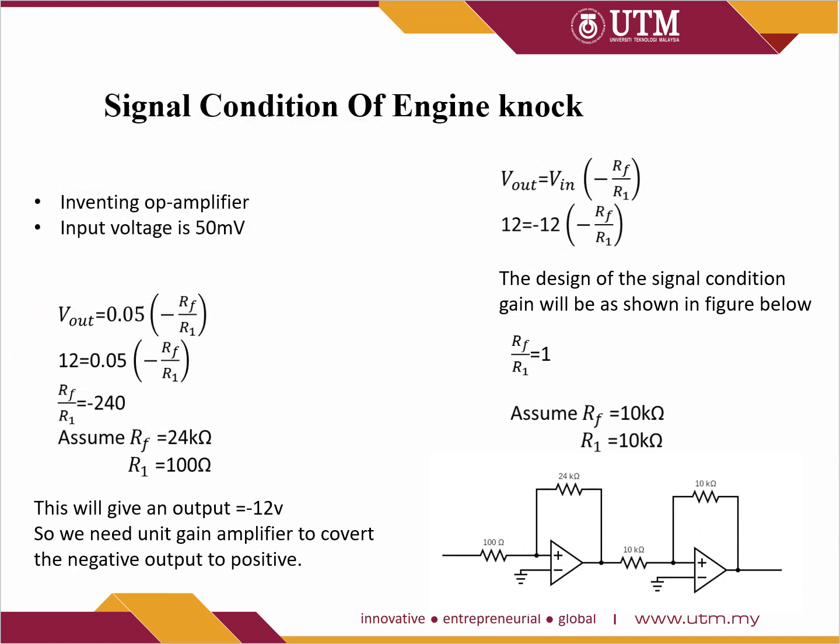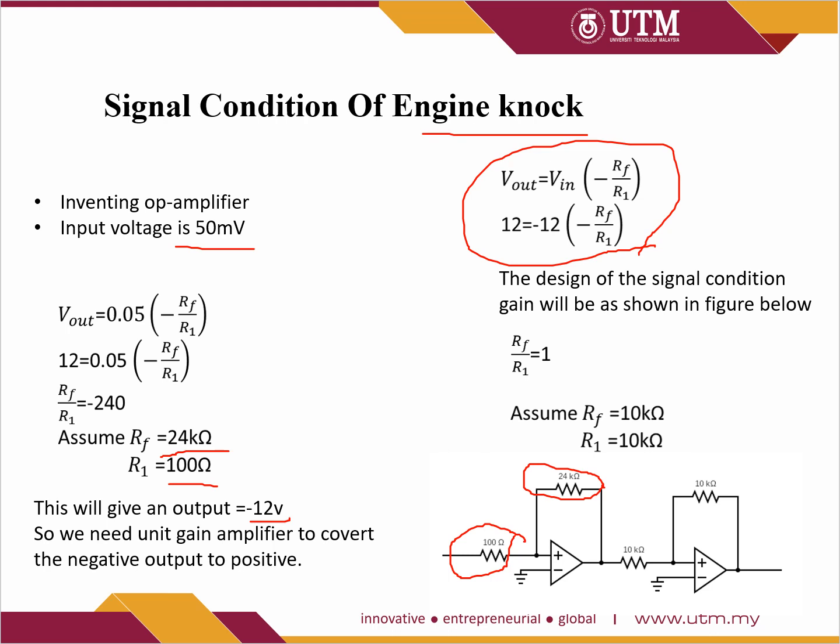The last signal condition is for the engine knock sensor. Here the input voltage is 50 millivolt. Also we will do this, assuming RF is 24 kilo ohm and R1 is 100 ohm, and then we will get minus 12 volt, and then we use this one to change it from minus 12 to 12. Here this one is the RF and this one is R1.